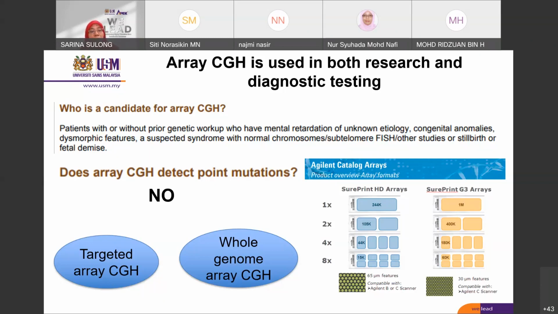So for targeted array CGH, you can just customize your array CGH based on the chromosomes, based on the genes that you want to study. And these are examples of the array CGH, SurePrint and also SurePrint G3. And this is just the difference, like we have the 244K, that's the maximum for the SurePrint HD arrays. And it's up to 1 million markers actually on the arrays.